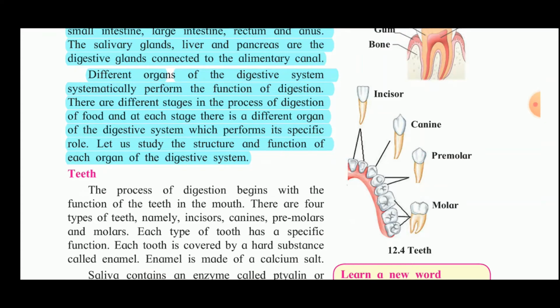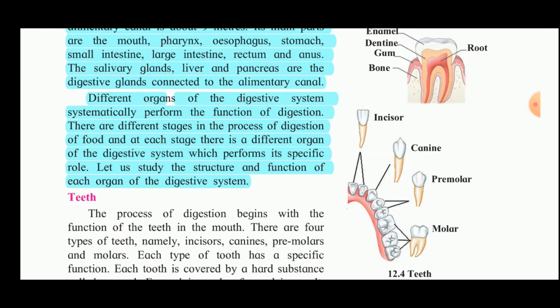There are 4 types of teeth, namely incisors, canines, premolars and molars. See here in the figure, incisors are the front teeth. Then the canines are there. Then premolars, and last, 3 molars. This is the half section of the jaw. In the remaining half, the same teeth will be there. Each type of tooth has a specific function.